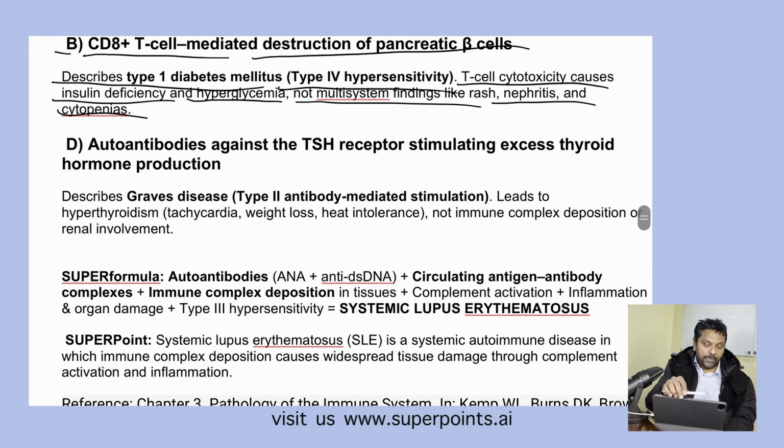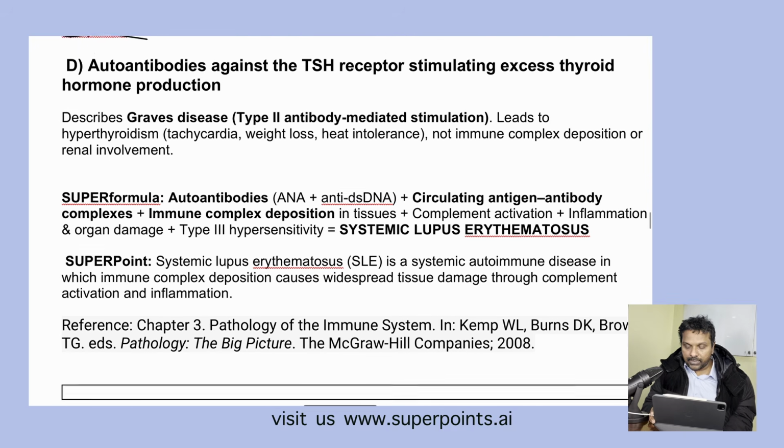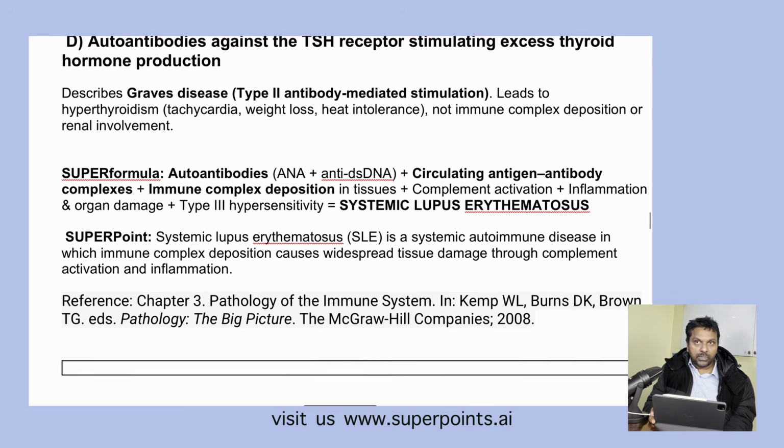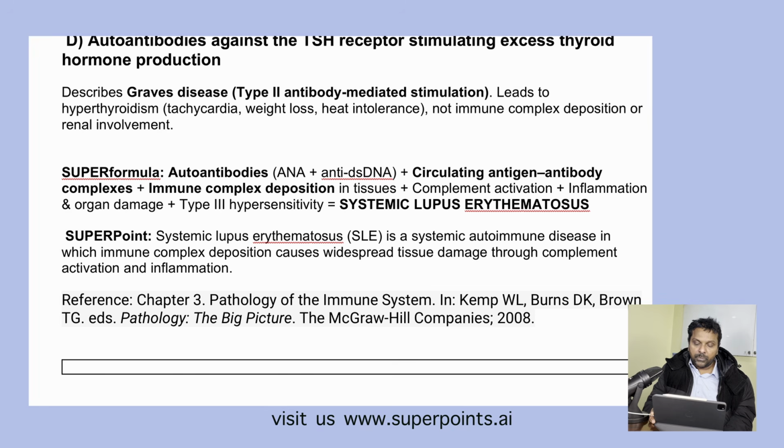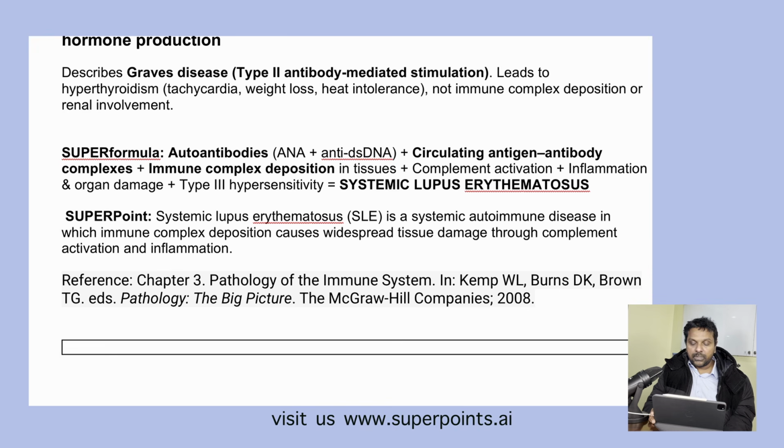What about the autoantibodies against the TSH receptor stimulating excess thyroid hormone production? That describes Graves' disease. Type 2 antibody mediated stimulation leads to hyperthyroidism, tachycardia, weight loss, and heat intolerance, not immune complex deposition or renal involvement.